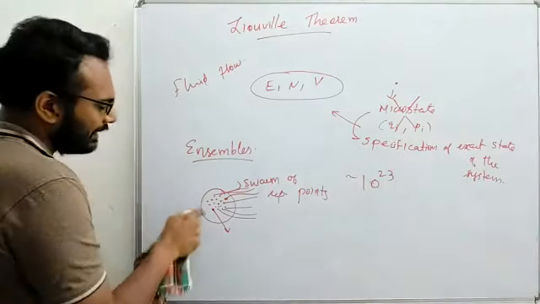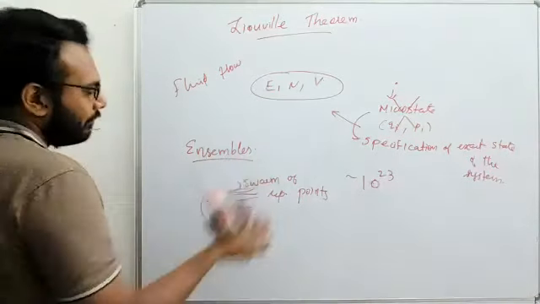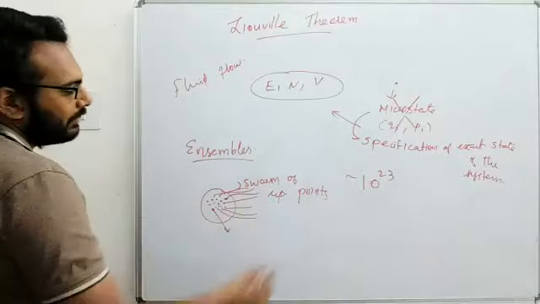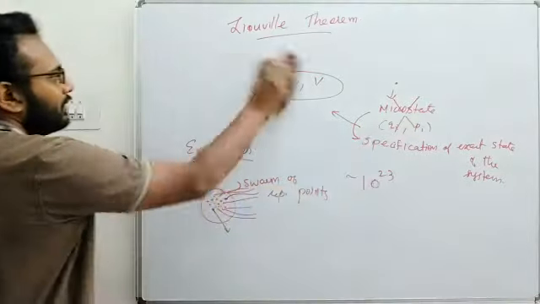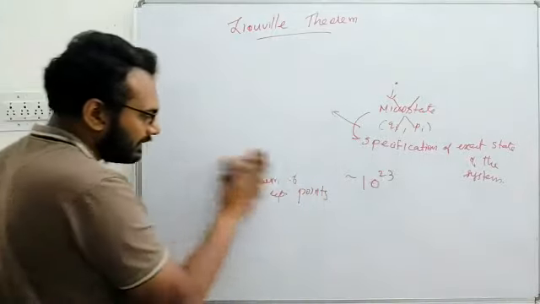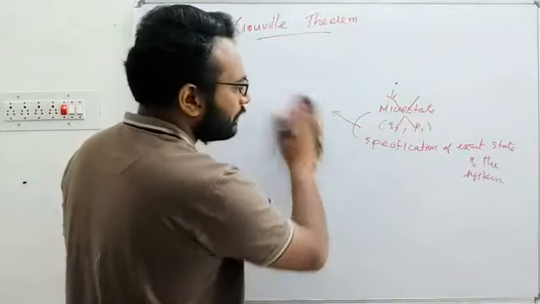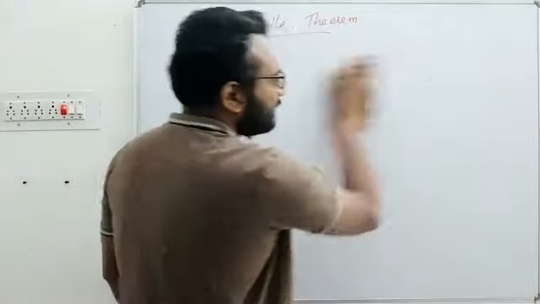So ensembles are actually copies of the same system, and each copy, in principle, can have a different microstate, a different configuration. The macrostate and microstate are just two different specifications of the same state. In a macrostate, you don't have the exact information.